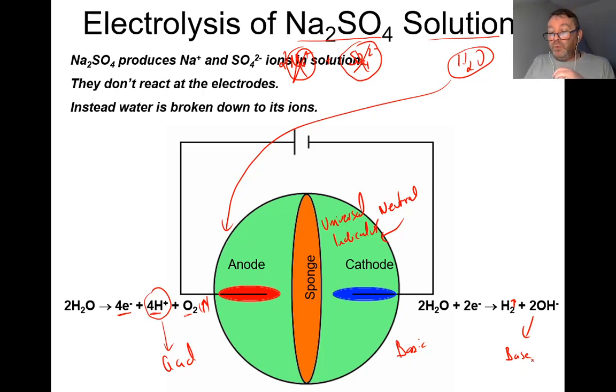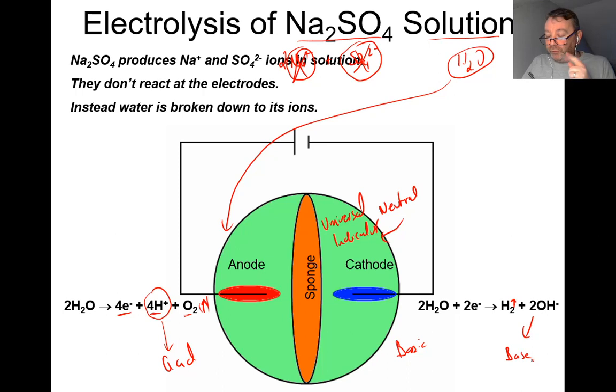So that's the reason why when we electrolyze sodium sulfate solution, the sodium, nothing, the sulfate, nothing, because of their stability. So it's water molecules on either side that will come to the anode and the cathode. At the anode, they will surrender 4 electrons to form oxygen gas and H+ ions. At the cathode, they will pick up 2 electrons in order to form basic OH- ions and hydrogen gas.